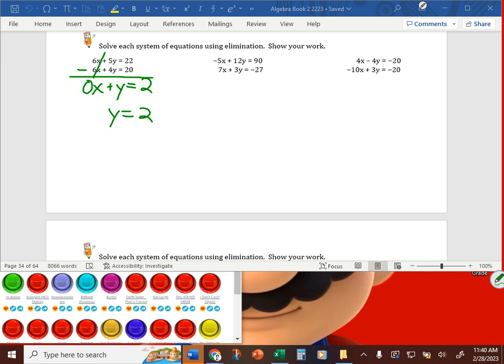And now that we've solved for one variable, how do we get the other one? You plug y in? Yeah. Does it matter which equation it gets plugged into? No. It does not. The beauty of it, right? We'll go to the top one just because.